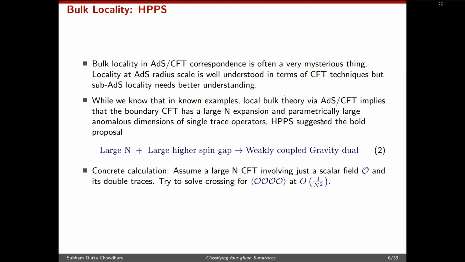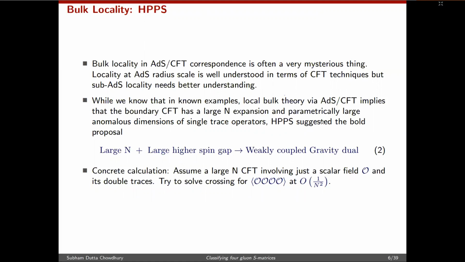In 2D, for example, there have been studies regarding this. I don't know them in detail, but I know of studies being done. But in higher dimensions, it's usually very difficult to extend those techniques. And now the question is that, even though locality at the AdS radius scale, you have CFT techniques to understand it, sub-AdS locality needs better understanding.